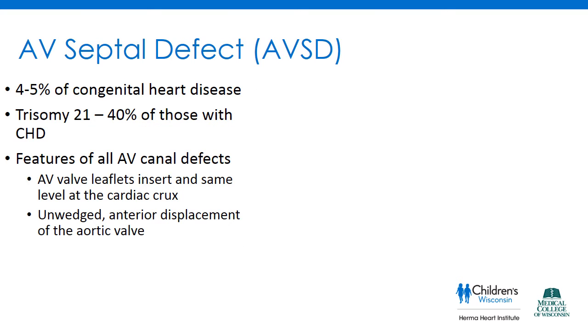Another acyanotic common lesion is AV septal defects or AV canals. This is about 4 to 5% of all congenital heart disease, very common in trisomy 21. The features of AV canal defects are that their atrioventricular valves, or their tricuspid and mitral valve leaflets, insert at the same level at the crux of the heart, and they have both a ventricular septal defect as well as an atrial septal defect.